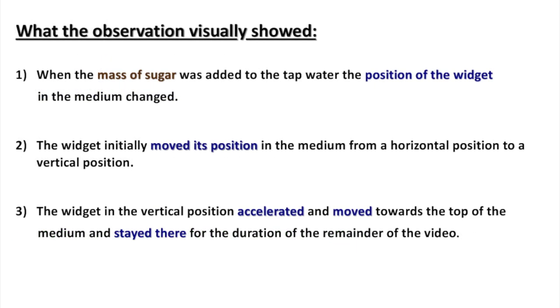What the observation visually showed. 1. When the mass of sugar was added to the tap water, the position of the widget in the medium changed. 2. The widget initially moved its position in the medium from a horizontal position to a vertical position. 3. The widget in the vertical position accelerated and moved towards the top of the medium and stayed there for the duration of the remainder of the video.